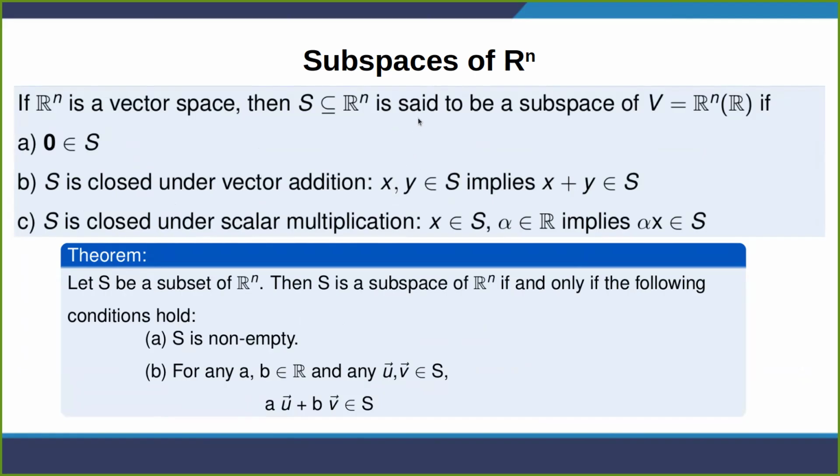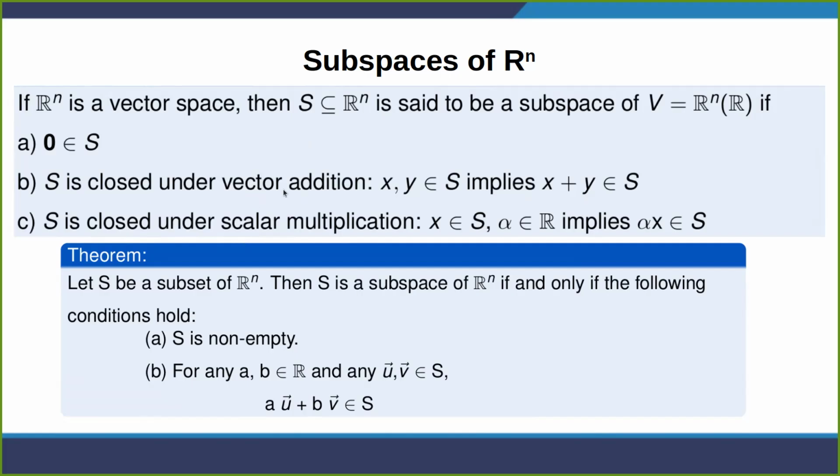So what is a subspace specifically? What am I telling you if I say subspace? If R^n is a vector space, then a subset S of vectors belonging to the real numbers of n dimension is said to be a subspace of V equals R^n over the field R if 0 belongs to that subset S, and S is closed under vector addition, that is, x comma y belongs to S implies x plus y also belongs to S. So this should also be done. And S is closed under scalar multiplication. So we have V with plus and dot.